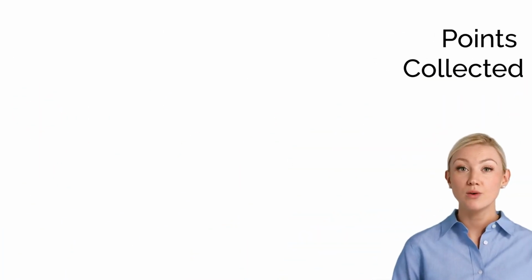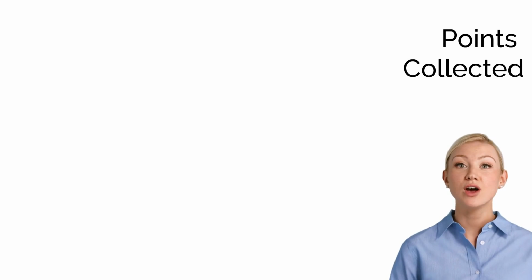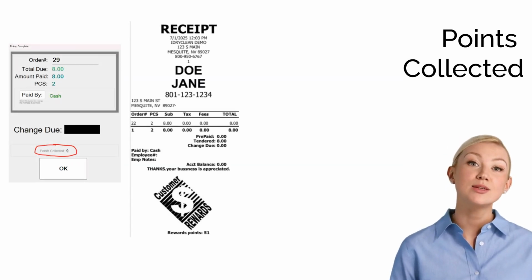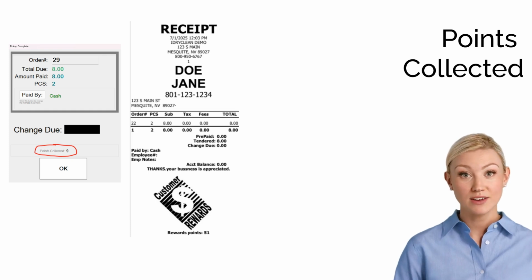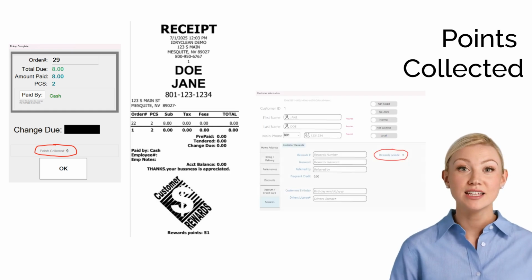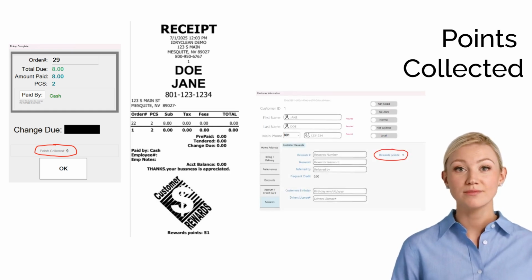When customers pay for orders, their points total is shown on the Smart Register screen, as well as printed on the customer's receipt, if so configured in your ticket and tag layout configuration. You can also see the customer's points total in the Customer Edit screen under the Rewards tab.